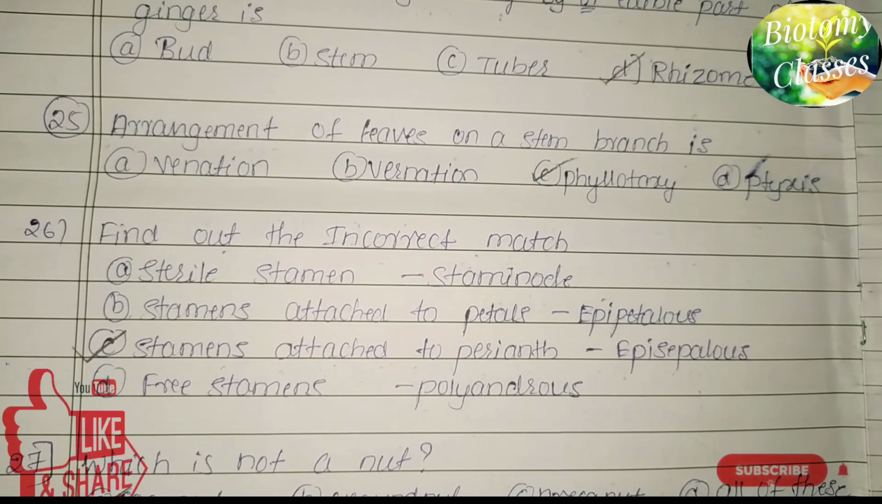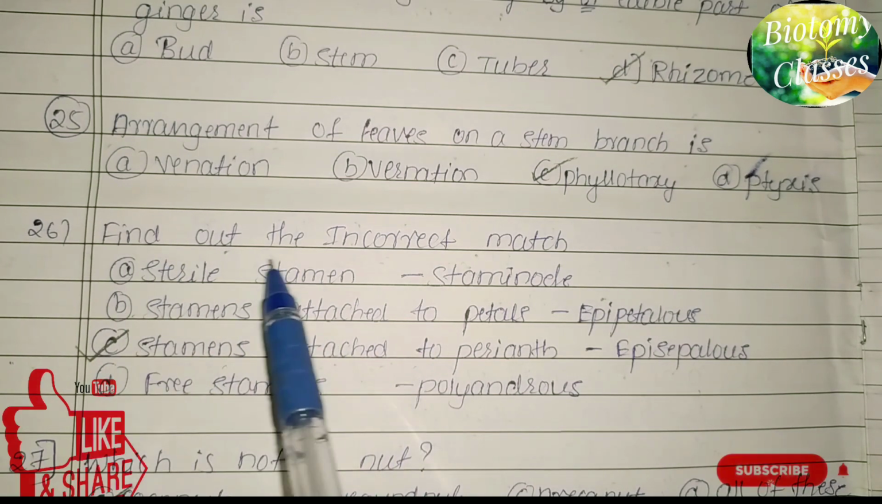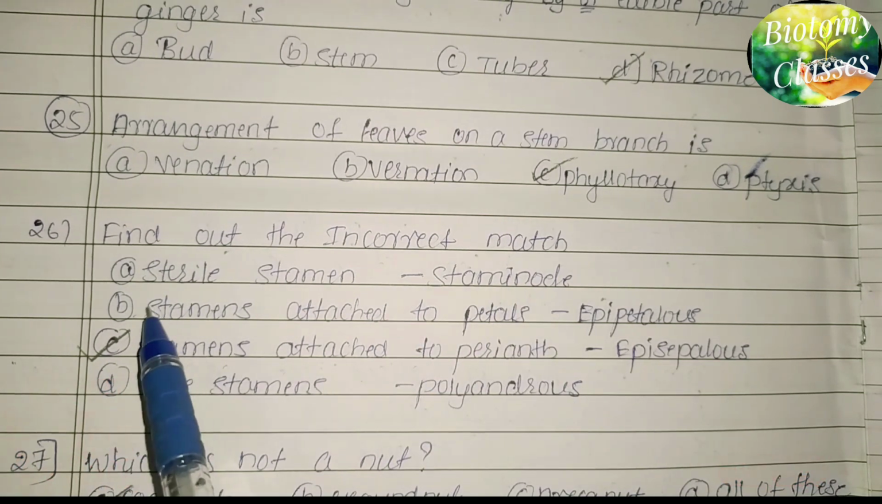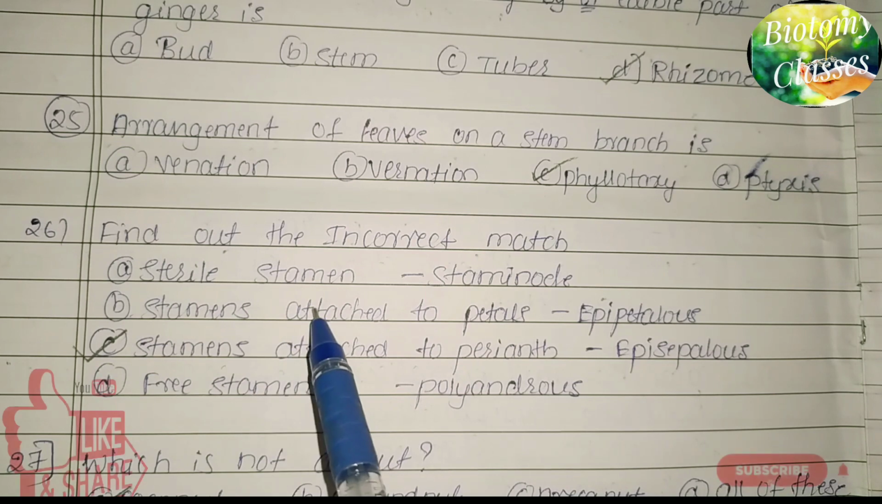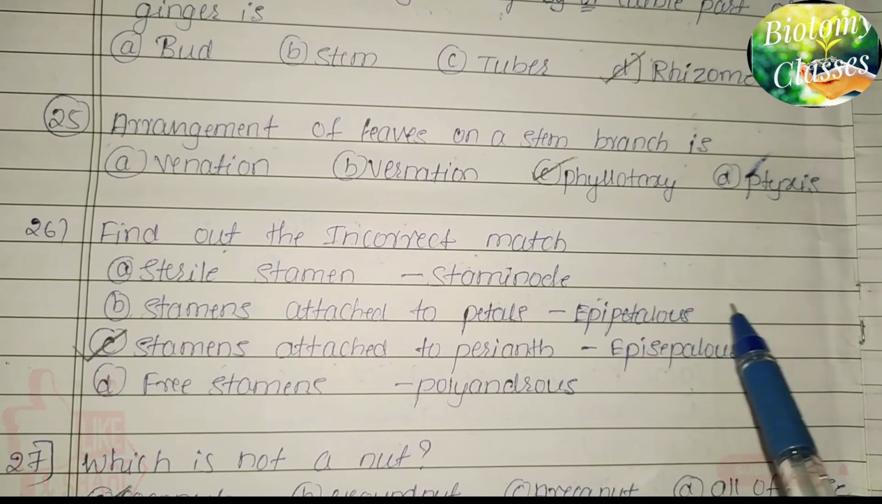26th question. Find out the incorrect match. So in these four, one is incorrect. So we have to find the incorrect match. Sterile stamens are the staminodes. So staminodes are also called sterile stamens. Stamens attached to petals is called epipetalous. This is right.